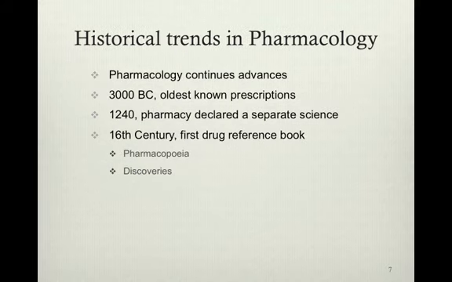Historical trends continued. Pharmacology continues to advance based on the knowledge gained from ancient civilizations. The oldest known prescriptions were found around 300 BC on papyrus tablets. In 1240, Emperor Frederick II declared that pharmacy was to be a separate science of medicine. It was not until the 16th century that Valerius Cordus authored the first pharmacopoeia, or drug reference book.